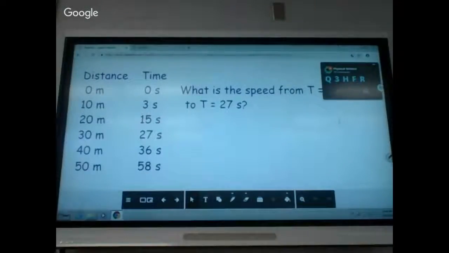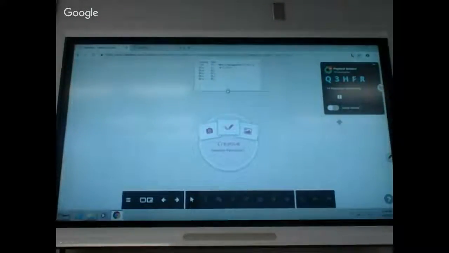All right, find me the speed. We did this in the opening. Find me the speed. We're going to do 2 speed questions, and then we're going to move on.